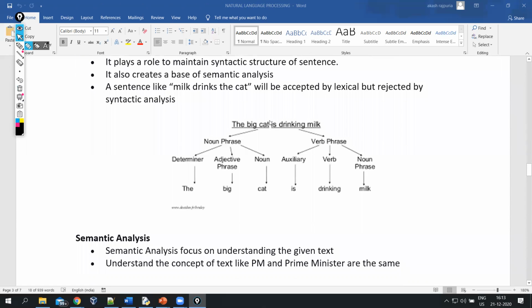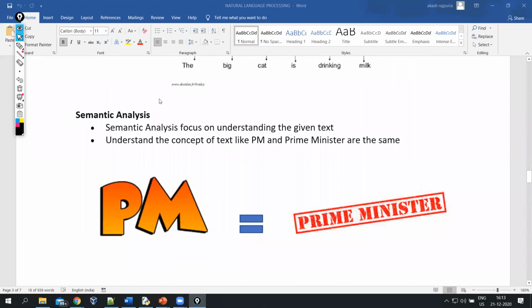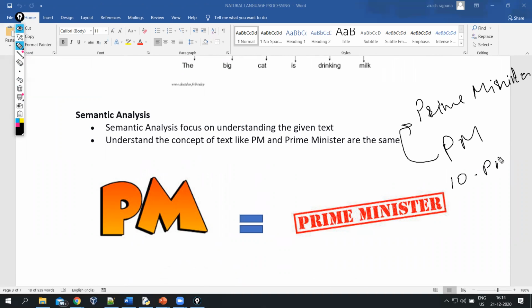After that, a higher level of this is semantic analysis. So now if you are working on a complete document and you have written somewhere "prime minister" in the first paragraph as a complete phrase, and in the next paragraph you write "pm", your text analysis should be able to make the right guess that this pm refers to this prime minister. It should not misinterpret it as 10 p.m. So that is the beauty of semantic analysis.